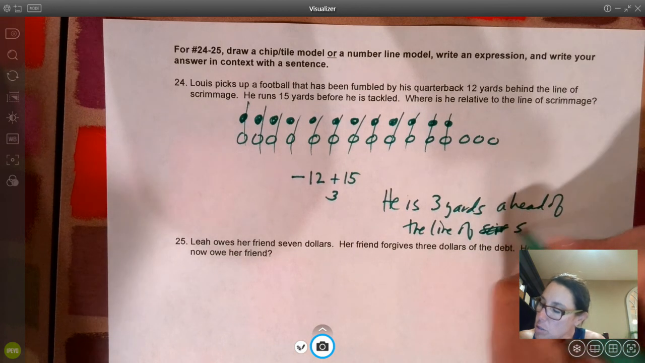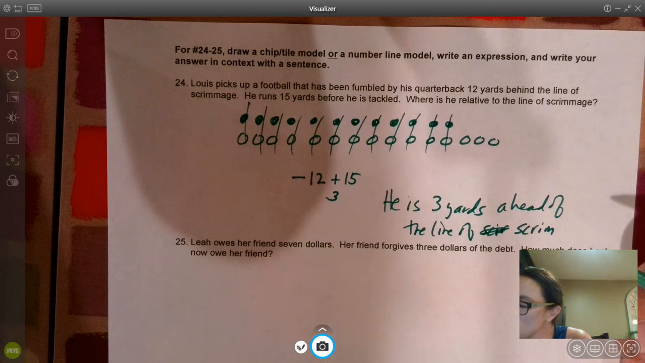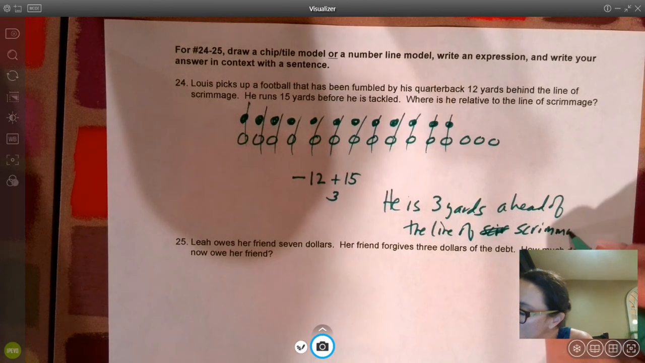So he is 3 yards ahead of the line of scrimmage. Whoops. I think scrimmage is 2 M's. Is that true? Yes, scrimmage.